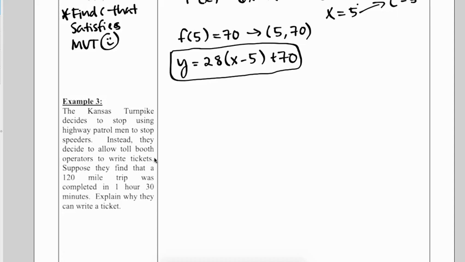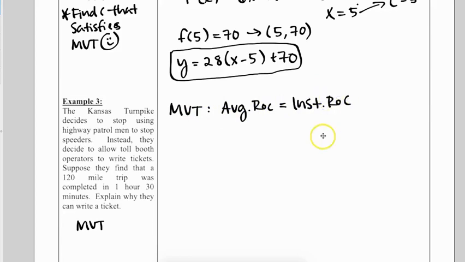So suppose that they find a 120-mile trip was completed in an hour and 30 minutes. So we're going to explain why they can write a ticket. Well, we're going to use the mean value theorem for this. Surprise, surprise. And now you're probably shocked. So remember our mean value theorem says that we're trying to find the average rate of change, and we're saying that's going to be equal to the instantaneous rate of change. Well, let's find our average speed.